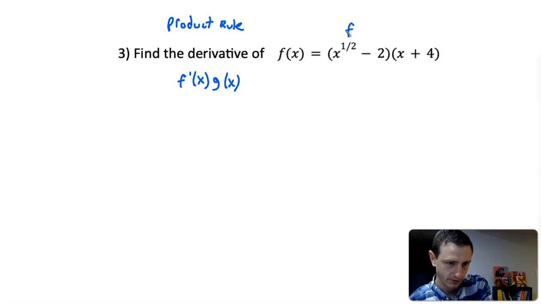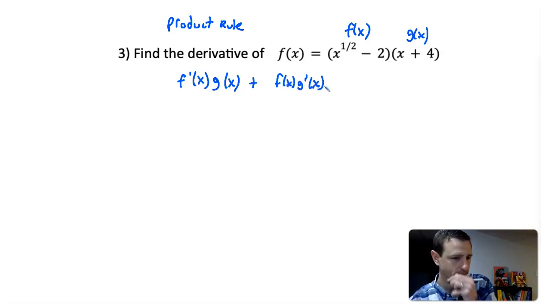So if I call this my f of x function and this my g of x function, it's going to be derivative of the first times the original second plus the original first, and I said original while I wrote down derivative, the original f of x times the derivative of the second.